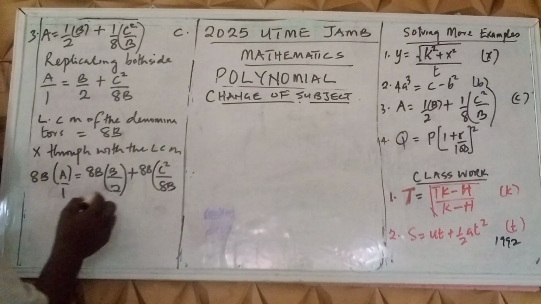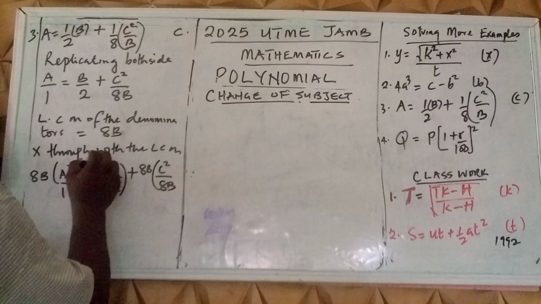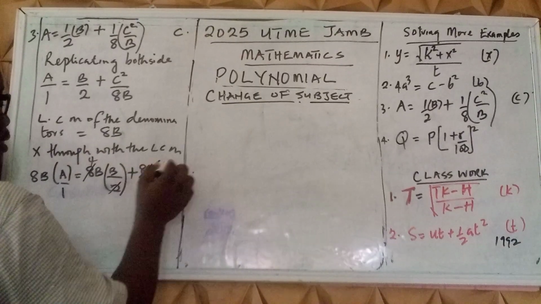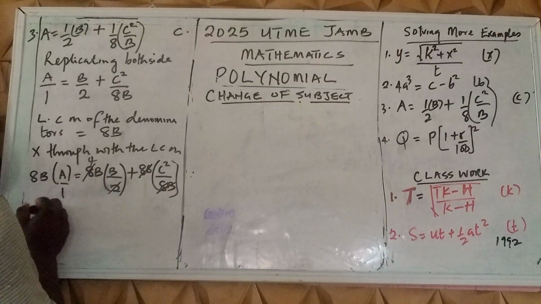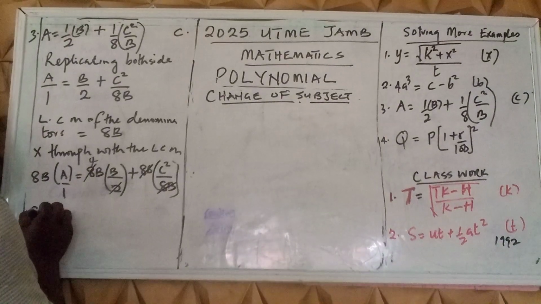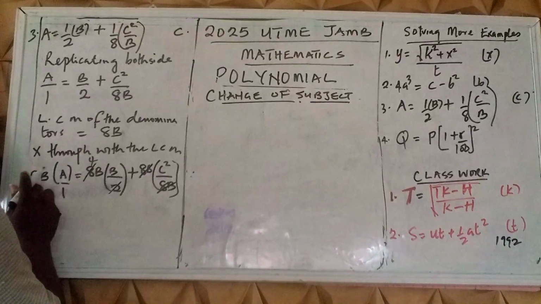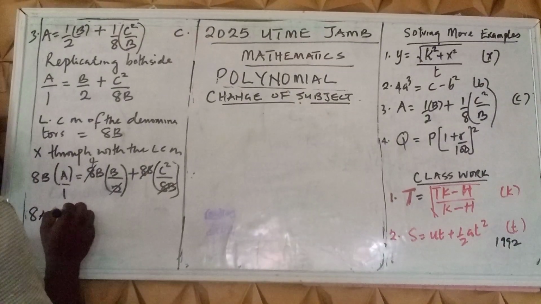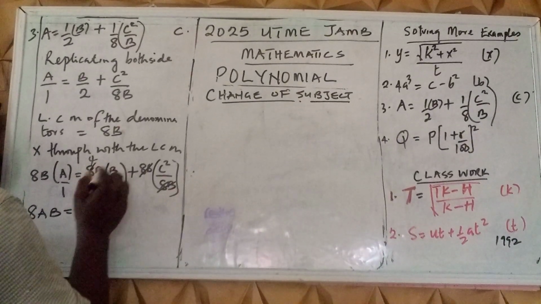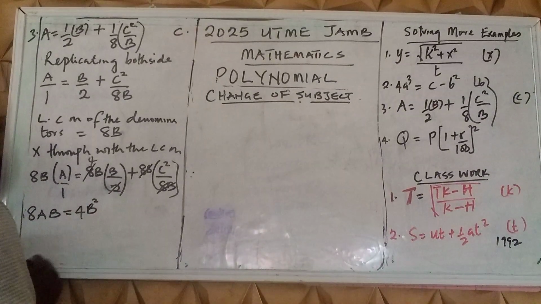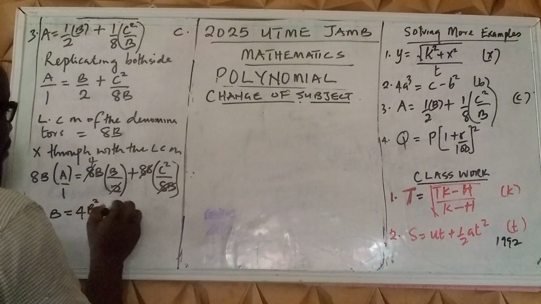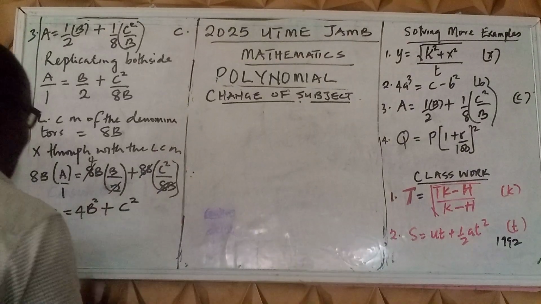So what do I do? This will cancel this, it gives me 4. This cancels this, that's 1. So I will say 8ab, because 8b times a is 8ab, equals b times b is b squared. So this gives me 4b squared. Are you there? Plus c squared.